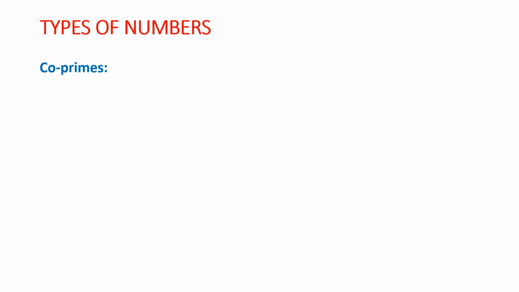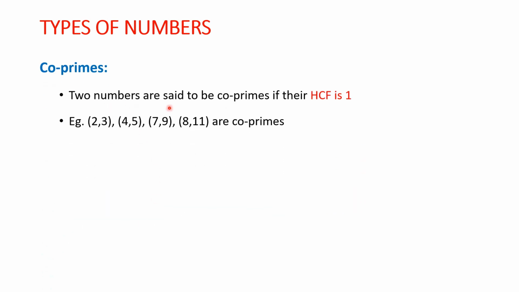Next, we will see about co-primes. Two numbers are said to be co-primes if their HCF is 1. For example, 2 and 3. Here we are taking the HCF of 2 and 3. The HCF of 2 and 3 will be 1, so they are called co-primes. We will see HCF and LCM in the upcoming sessions. For now, you can understand that two numbers are said to be co-primes if their HCF is 1. So these are all examples of co-primes.